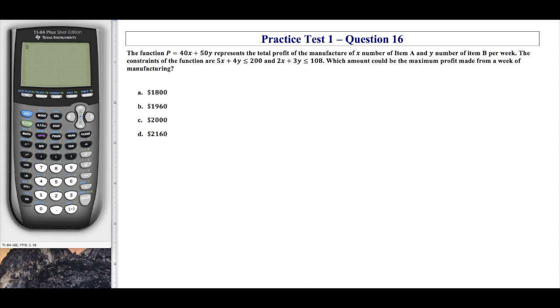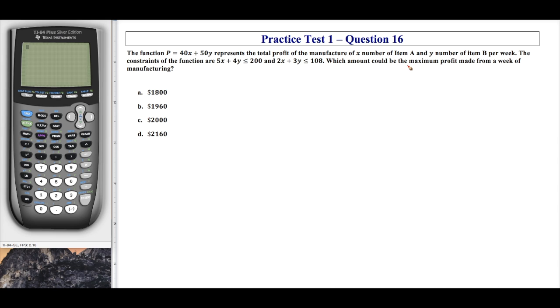The function P equals 40x plus 50y represents the total profit of the manufacturer of x number of item A and y number of item B per week. The constraints of the function are 5x plus 4y is less than or equal to 200, and 2x plus 3y is less than or equal to 108. Which amount could be the maximum profit made from a week of manufacturing?